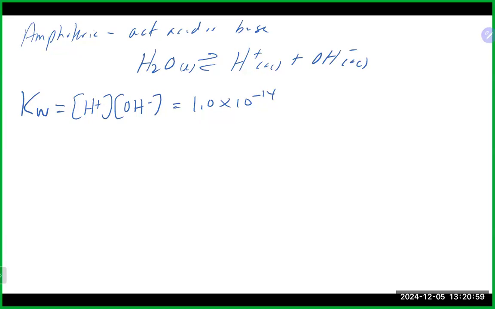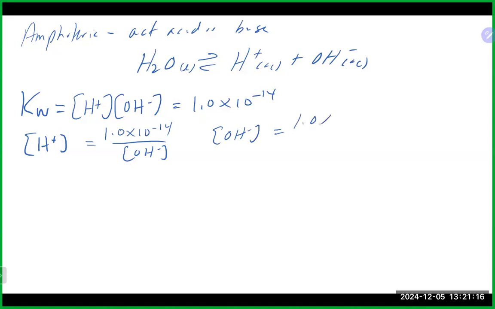We could use this, basically, it's the same calculation regardless of which one's given to you. You take 1 times 10 to the minus 14 divided by the OH minus concentration to find the H plus concentration. And you could also calculate the hydroxide concentration by doing the exact same calculation, 1 times 10 to the minus 14 divided by the H plus concentration.